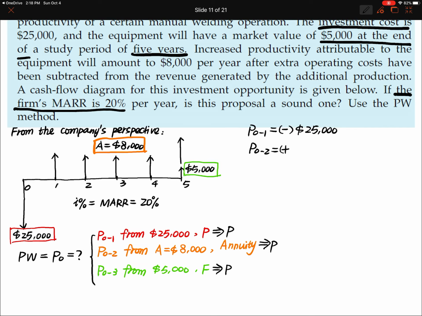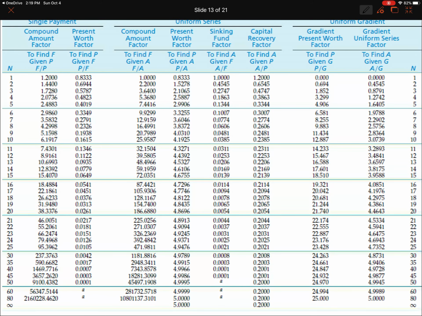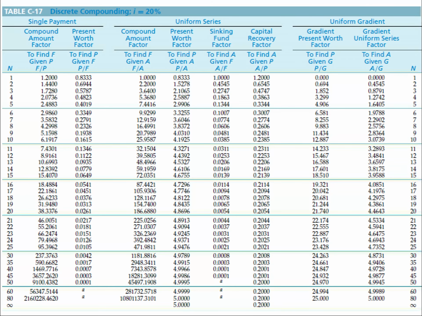And the P02, it's from the annuities, so it's to find P given A. Okay, and it's receiving, so it's positive. The equation to find P given A is A times a factor, which is P slash A. The I percent is MARR, right? You can just write it directly like that, and then N. So it's positive. A is 8,000. The factor is P slash A. MARR is 20%. N is 5.